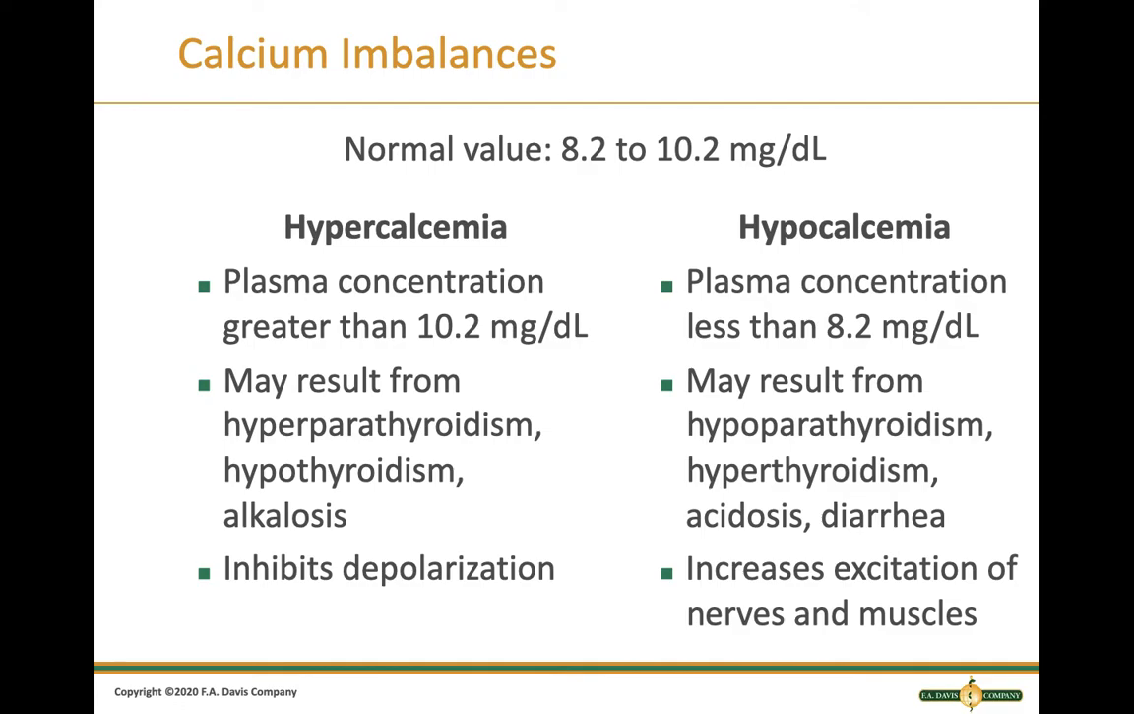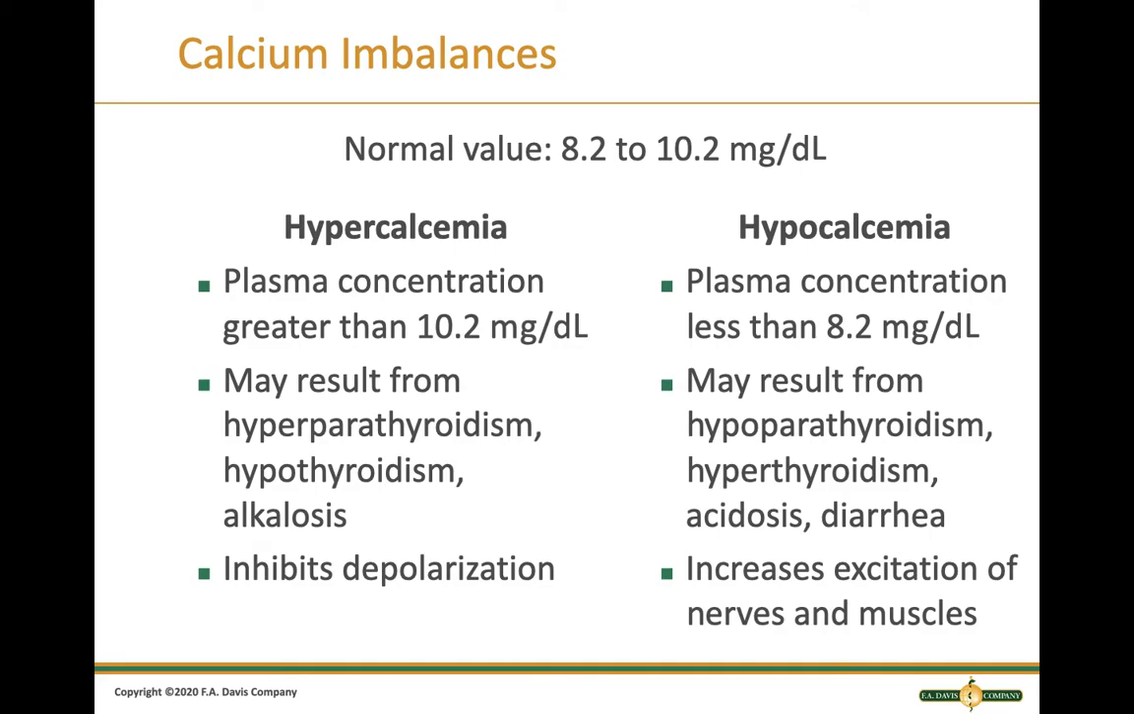So let's look at some calcium imbalances next. Hypercalcemia is too much. It could result from hyperparathyroidism. So if your parathyroid is making too much hormone, you'll get too much calcium in your blood. Also, it can come from hypothyroidism, so not enough thyroid hormone being released, or from alkalosis, and it's going to inhibit depolarization, so make it harder to send action potentials. That can cause all kinds of problems.